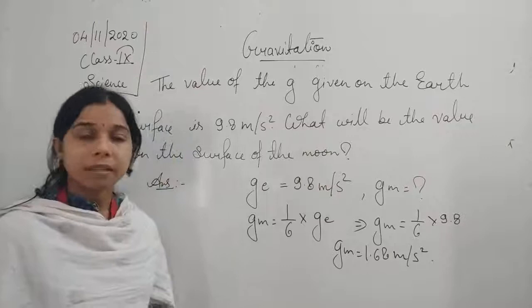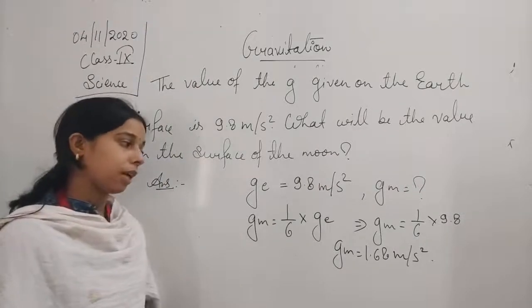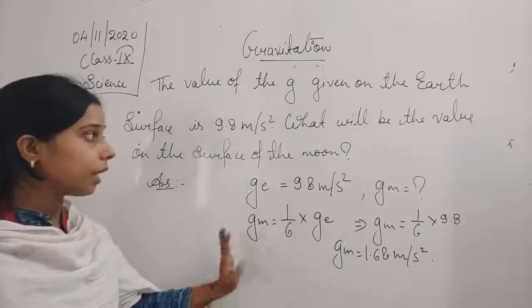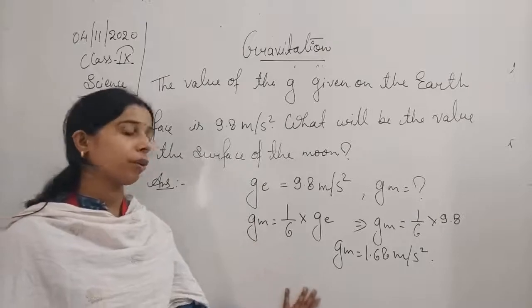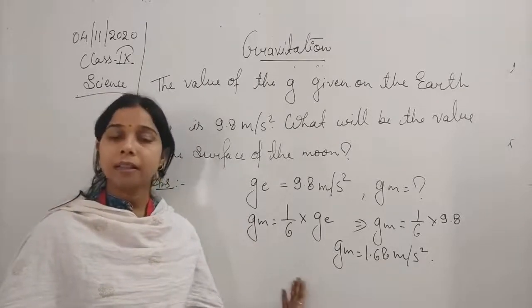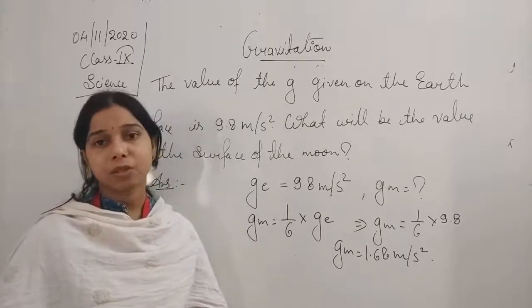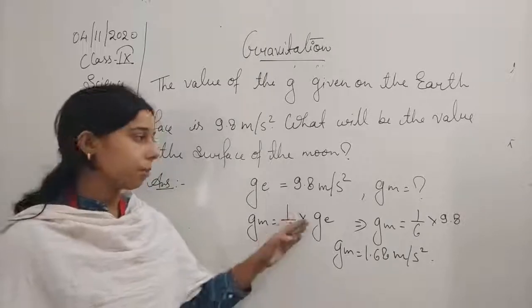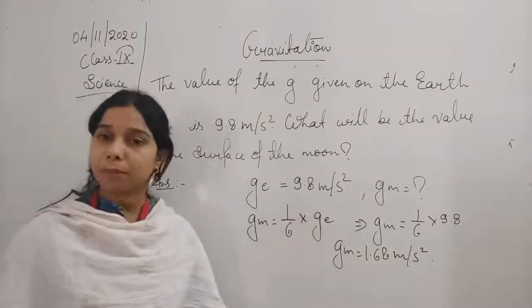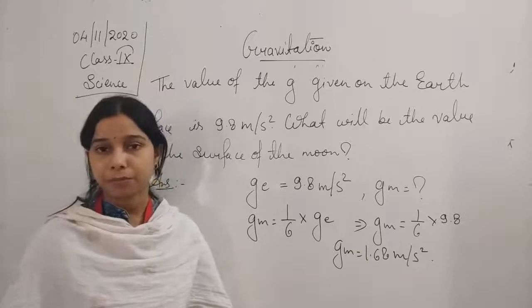So this is the value of the acceleration due to gravity on the moon. Likewise, students, if the value for any celestial body or any other object is given and it is asked what the acceleration due to gravity on the moon will be, you simply have to multiply it with 1/6 and then you will get the answer. Okay.